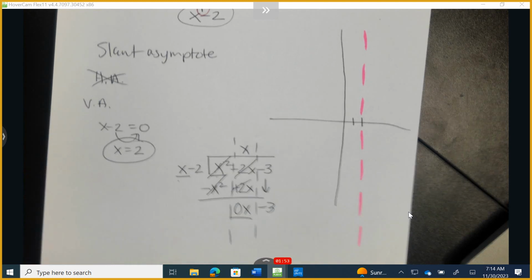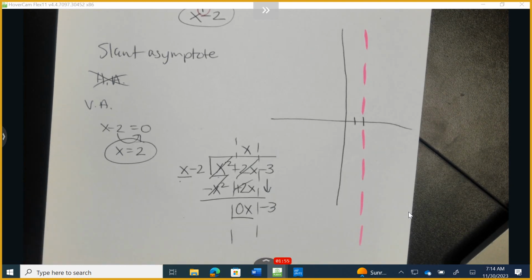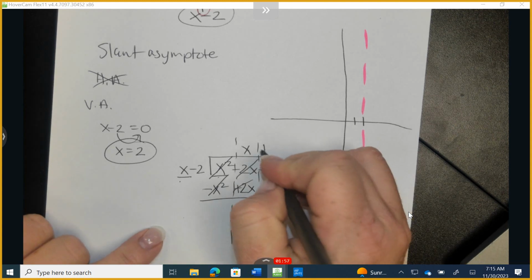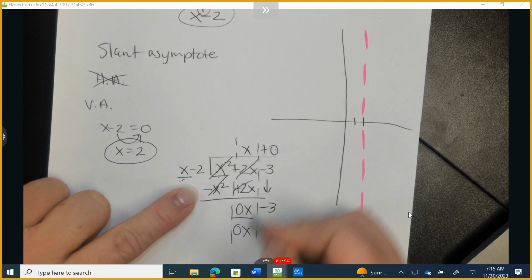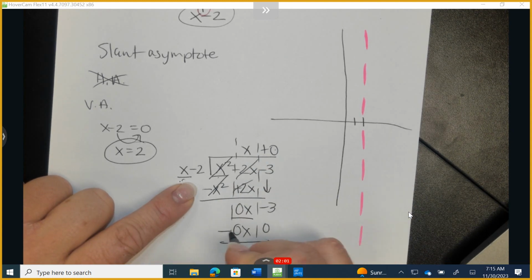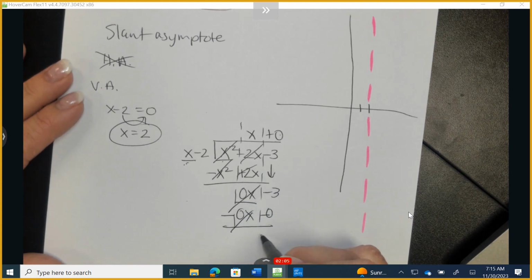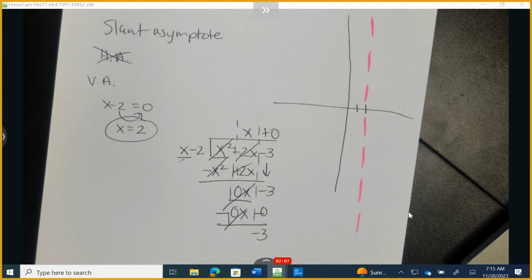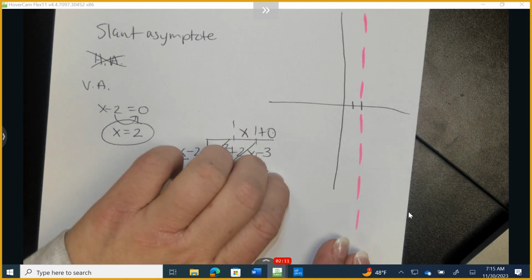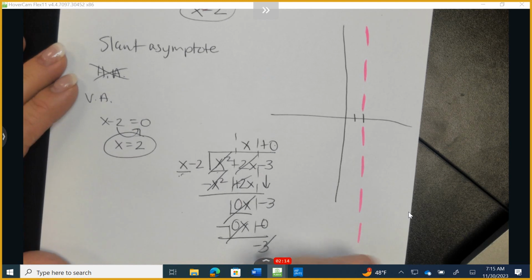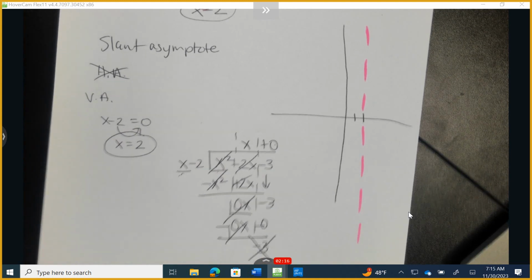X times what is 0x? 0. Multiply to get 0x. Multiply to get 0. Change signs. Well, zeros can't change signs. And when you add down, you end up with negative 3. And you may be thinking, like, what do I do with this remainder? In terms of polynomial long division, as it connects to slant asymptotes, just cross it out. We don't care about the remainder.